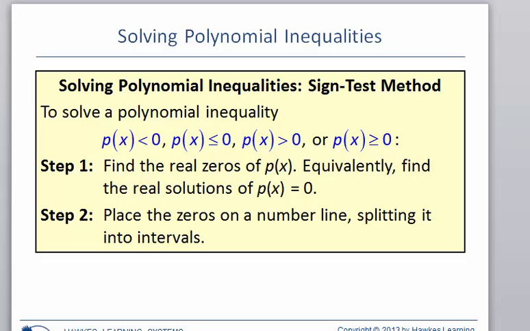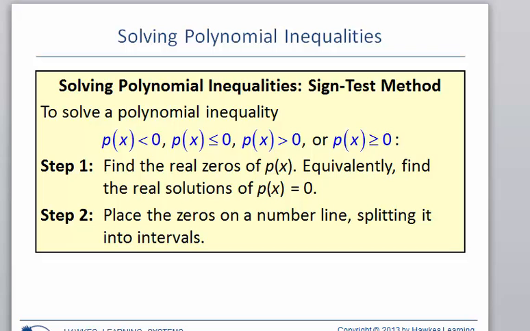Our final example involves solving a polynomial inequality. What we have here is a list of steps. I'm going to read through these steps and then we're going to talk about them with an example. If we want to solve a polynomial inequality, this is called the sign test method. We want to begin by finding the real zeros of our function. Remember that this means you set your function equal to 0 and then solve. Let's start with that first step.